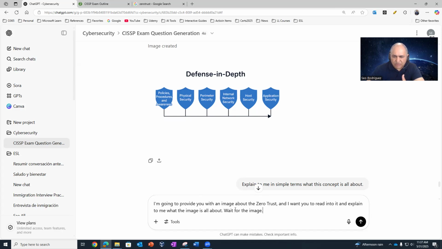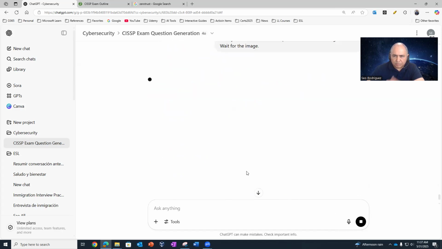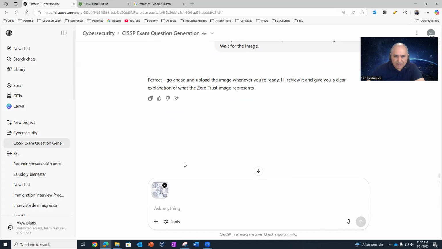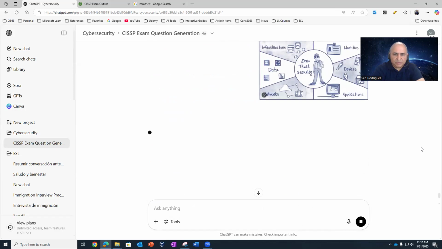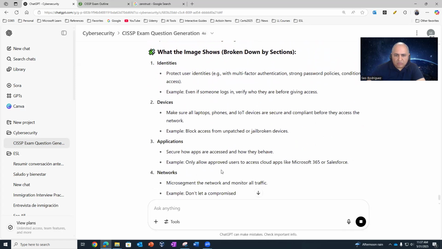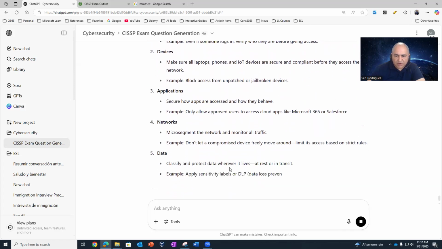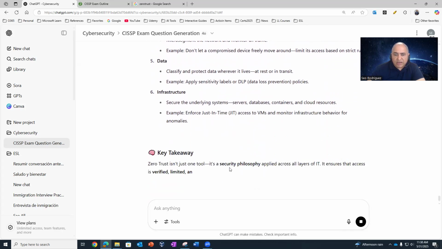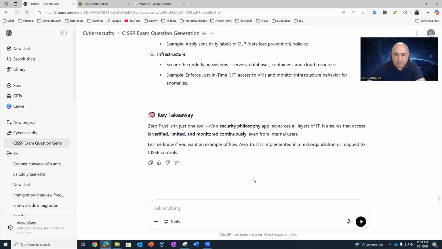It's very important to give very specific instructions. So I'm going to put that prompt, and now I'm going to copy and paste that image that was on my clipboard. Let's see what ChatGPT has to do about this. All right, so now ChatGPT goes ahead and explains what this is all about. And then you can ask ChatGPT to create its own image if you wanted to.